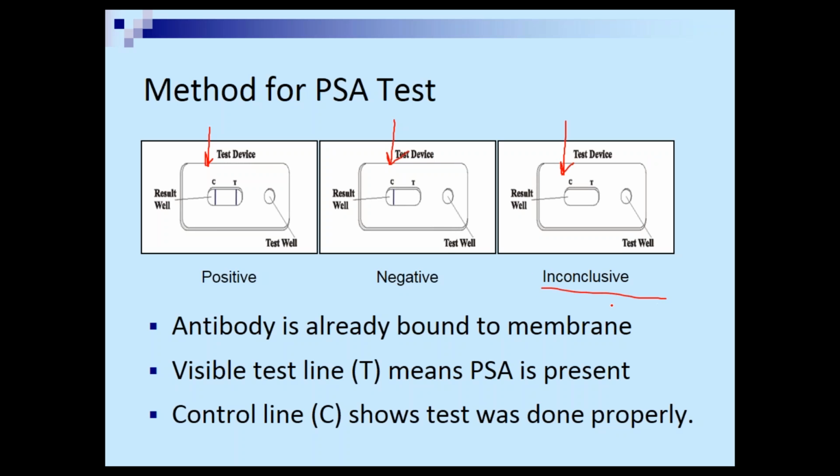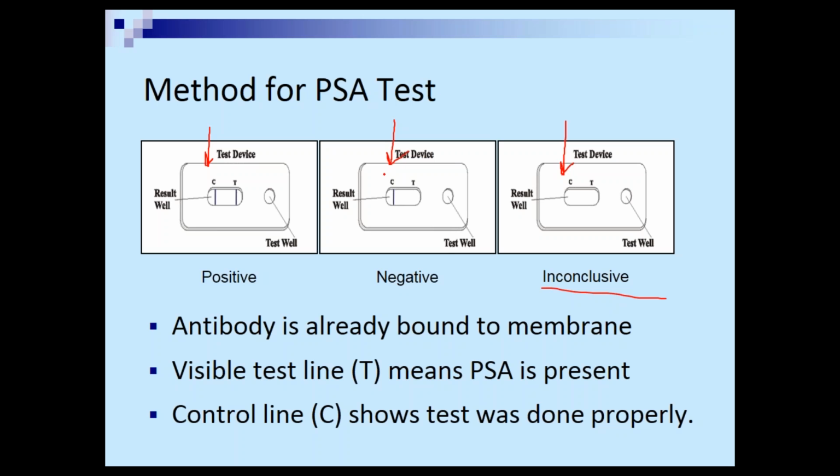It's inconclusive. If that happens, what do you do as a forensic scientist? You get another one out and try it again. If that one doesn't work, then you call the company and say, hey, this is the lot number, what's going on with these tests? None of them are working. So that's inconclusive.